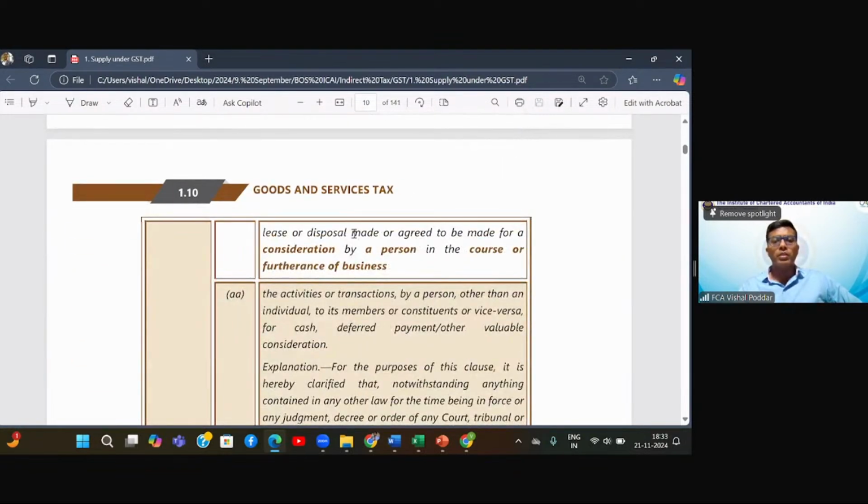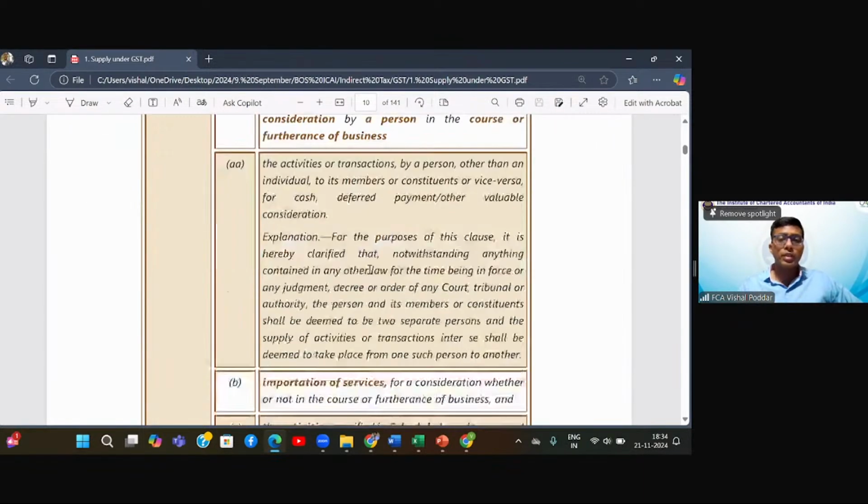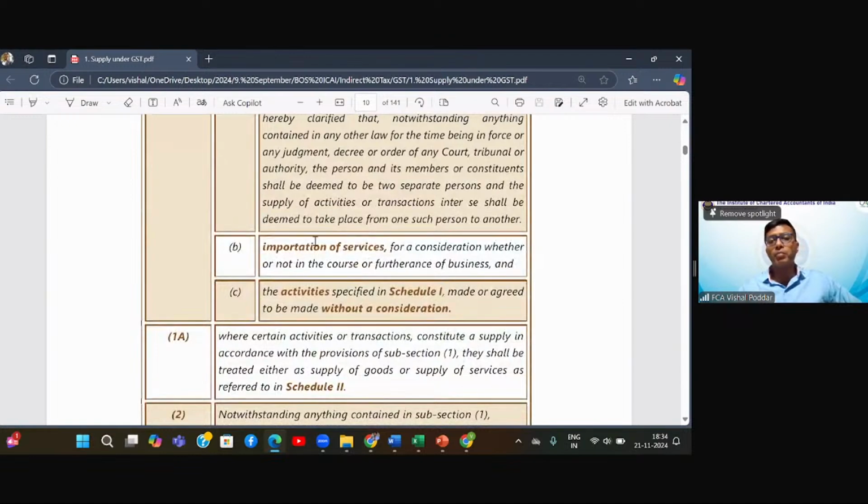Third condition, these are made or agreed to be made for a consideration. That is, it should be for a price. And last is, it should be in the course or furtherance of business. If any of these conditions are not satisfied, it will not be supply as per 7.1a. But as we just saw, even without consideration, it can be supply. That is because there is 7.1c. Or even if it is not in relation to business, still it can be supply because it is 7.1b.